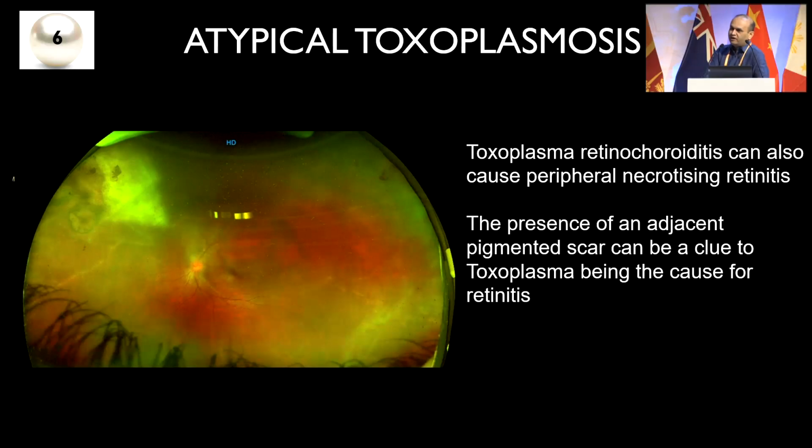So just remember what I told you 5 minutes back. Toxoplasma usually gets reactivated from the edge of a scar. So this actually was not a case of viral acute retinal necrosis, but an atypical toxoplasmosis in this patient. So if you see a scar and then you see a retinitis lesion adjacent to it, that's a very important clinical pearl in identifying toxoplasma.